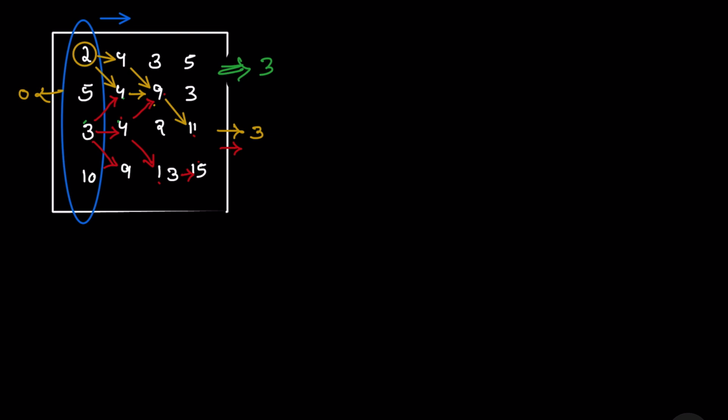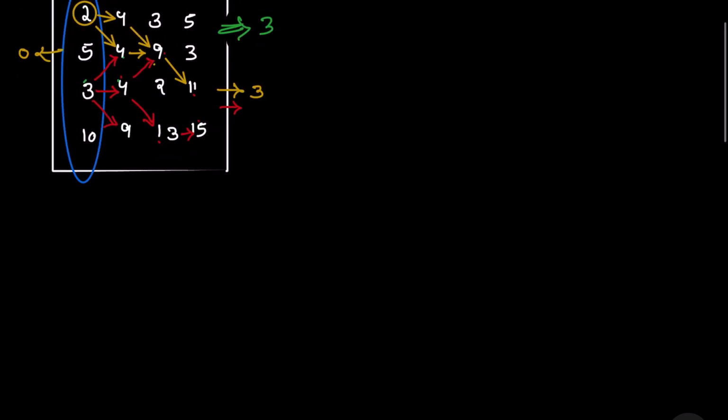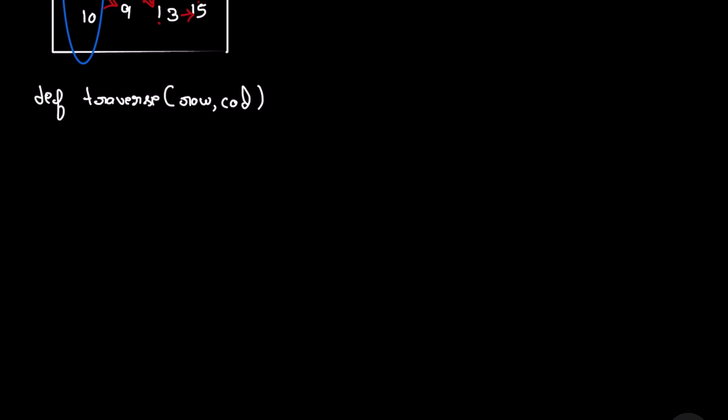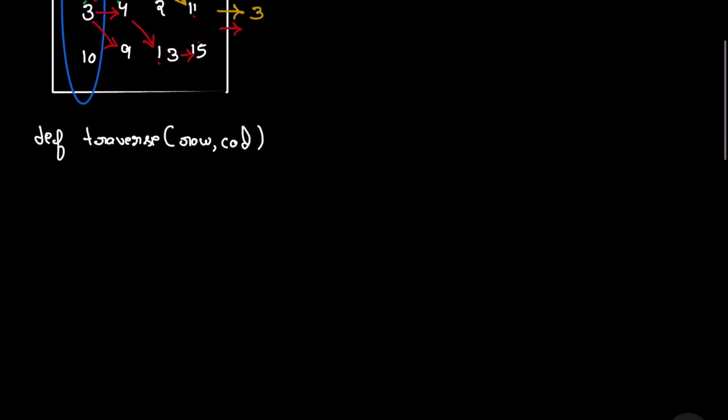Now let's try to write the code for this. The code is pretty simple. First of all, we'll write a core function that is used to traverse. Just the way we discussed how we do it recursively, we'll do it in a similar fashion over here as well. So let's write code for this. Now first of all, let's try to see what this function is actually going to do. This is going to recursively traverse over the grid just the way we discussed.